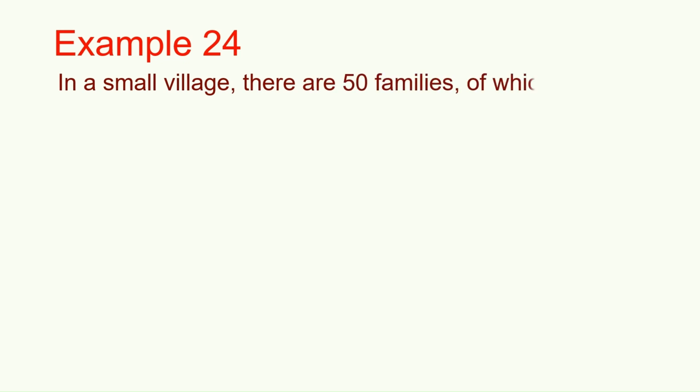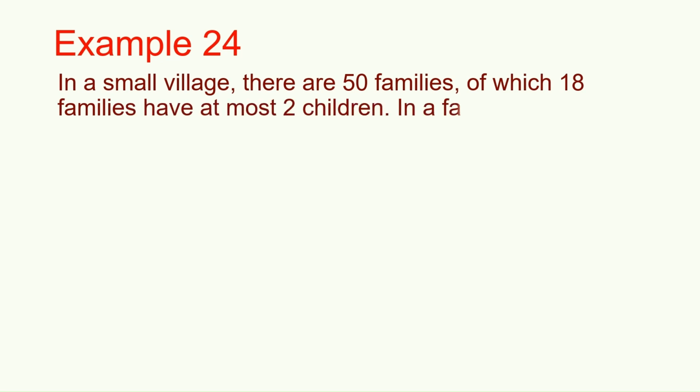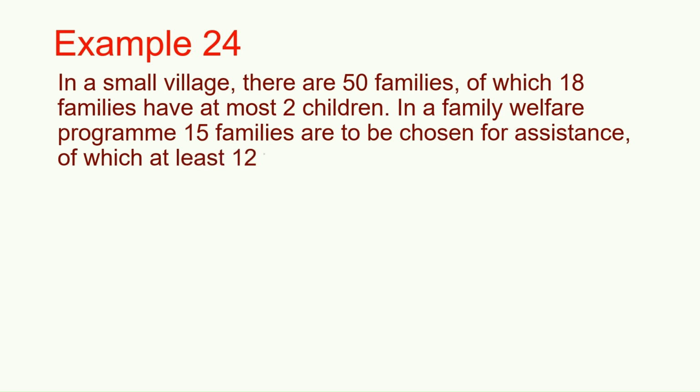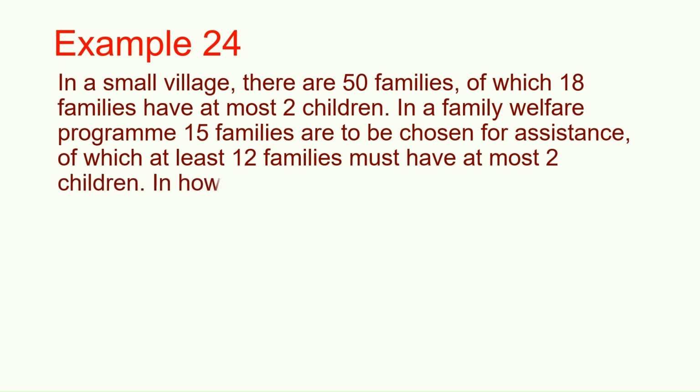Example 24. In a small village, there are 50 families, of which 18 families have at most 2 children. In a family welfare program, 15 families are to be chosen for assistance, of which at least 12 families must have at most 2 children. In how many ways can the choice be made?